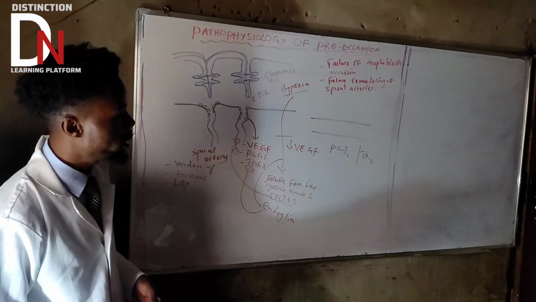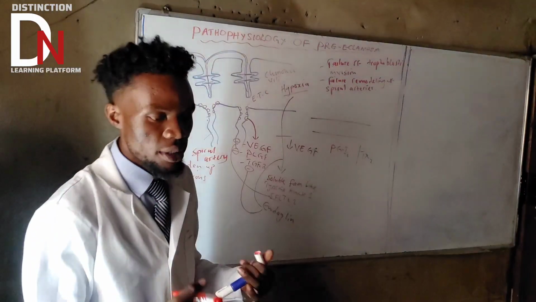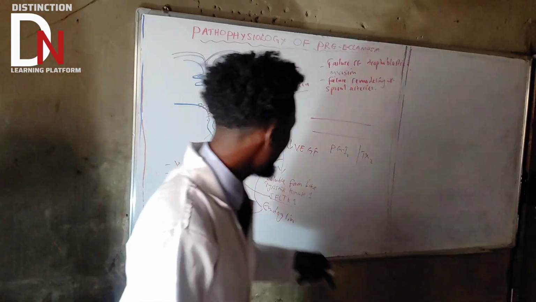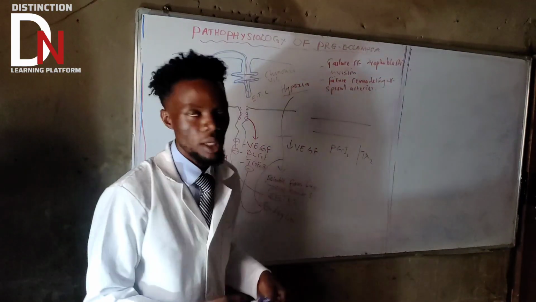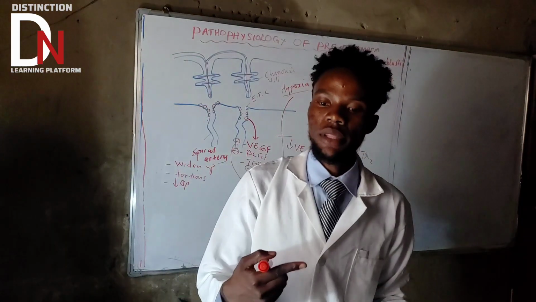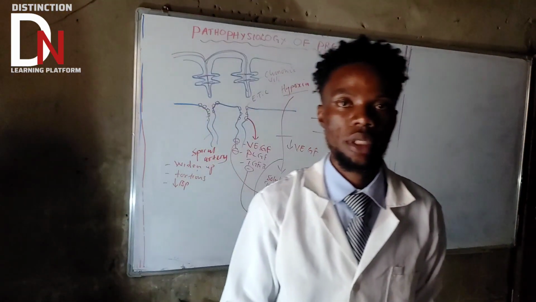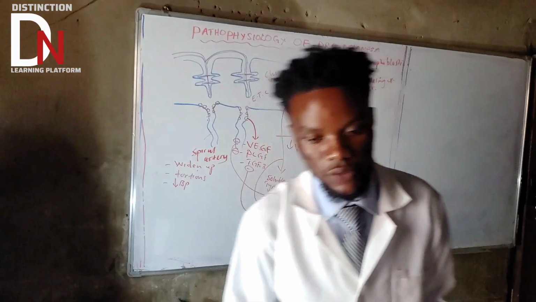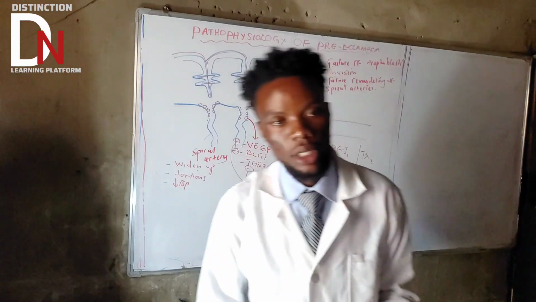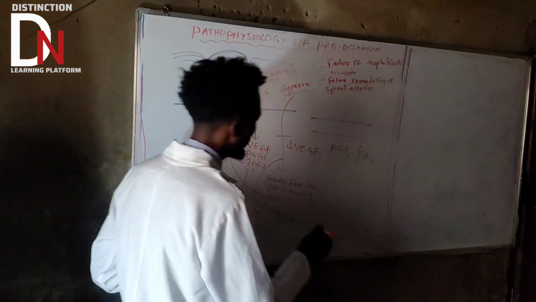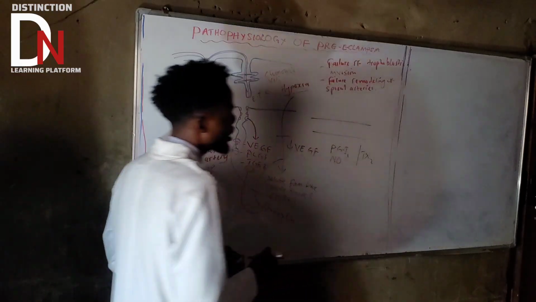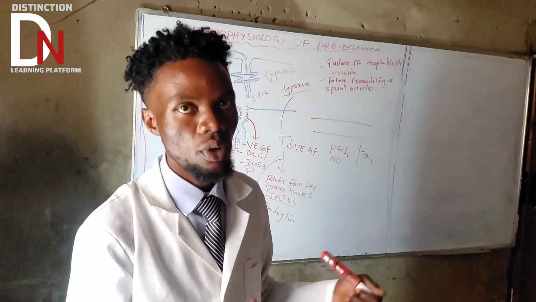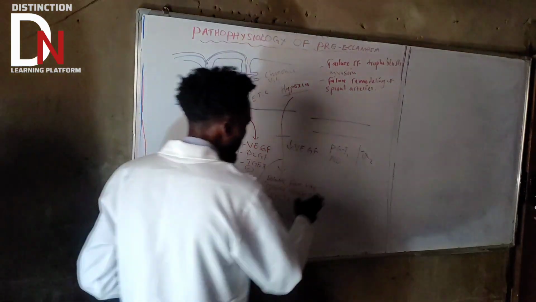Thromboxane and prostacyclin are two substances that have opposite actions. Remember that prostaglandin I2 promotes vasodilatation of blood vessels, leading to a decrease in peripheral vascular resistance, leading to low blood pressure. That is prostacyclin I2. Also, nitric oxide promotes vasodilatation of blood vessels, leading also to low blood pressure.